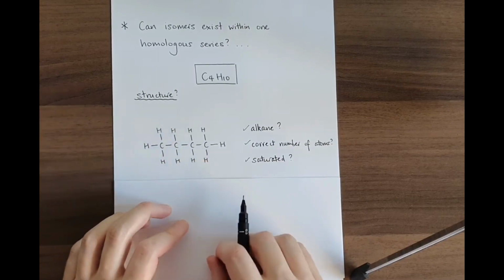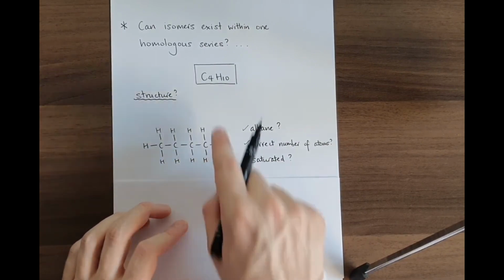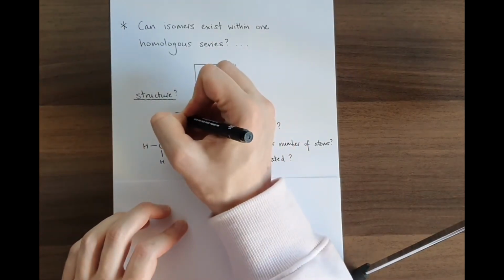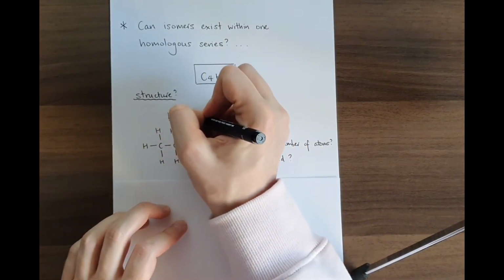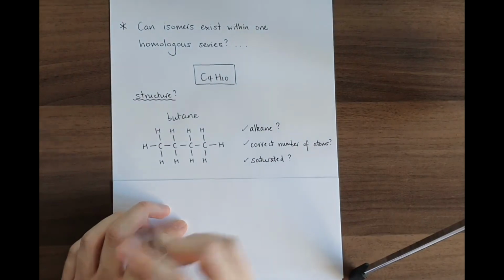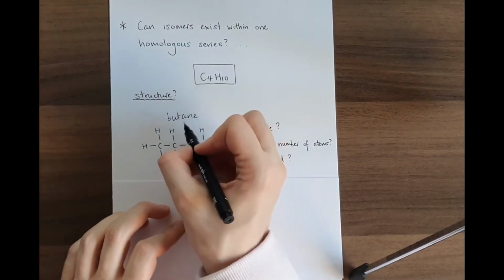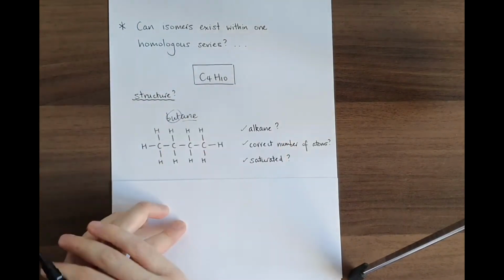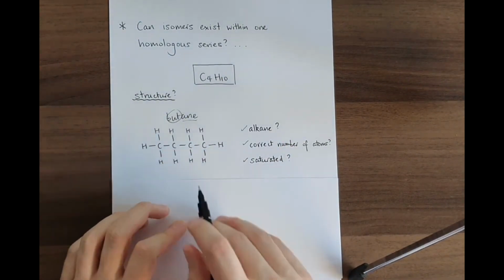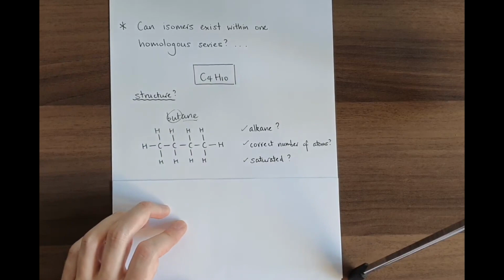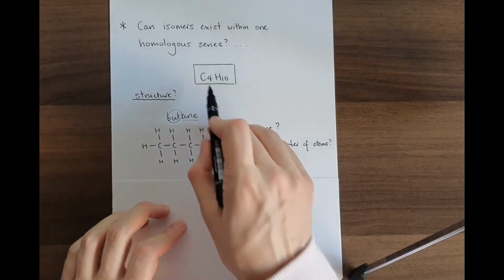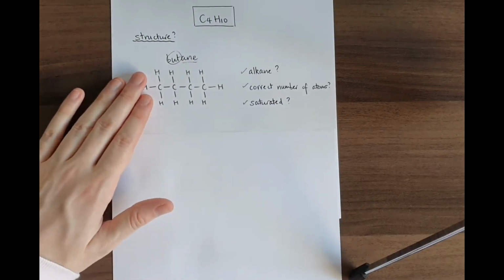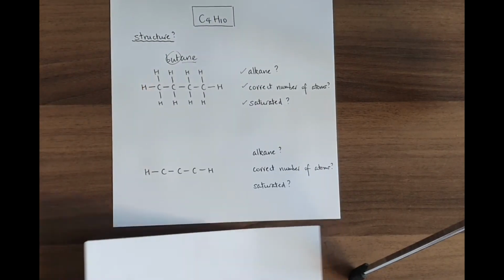That is a completely acceptable full structural formula for C4H10. And in fact, we know this to be butane. And it's "ane" because it is an alkane, and all the alkanes end in "ane", and we use the "but" prefix to show that we have 4 carbons. Great. Is that the only way that we can draw C4H10, however? Well, maybe not. Let's have a think here.